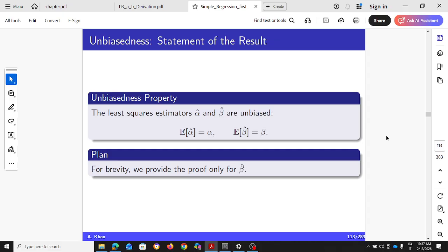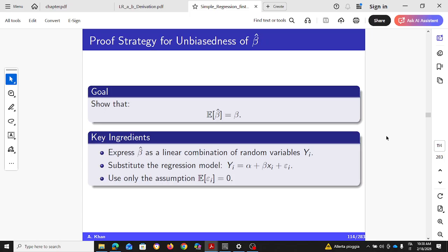Now, unbiasedness. We need our estimator to be unbiased. For this we have these properties. The expectation of the predicted value of the intercept must be equal to the true value of the intercept. Similarly for the slope, the expectation of the predicted slope must be equal to the true value of the slope. How is this possible? Let's have a quick look into the derivation to prove that the expectation of the predicted value of the slope is equal to the true value of the slope.